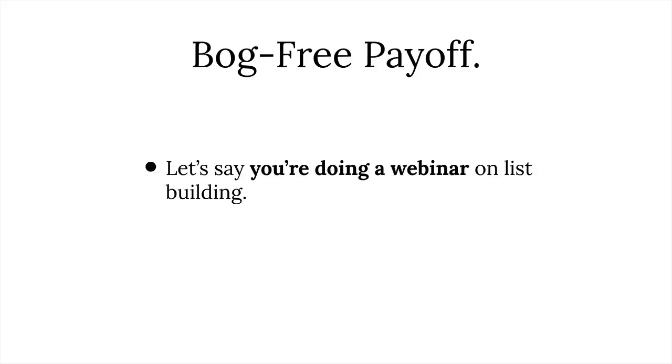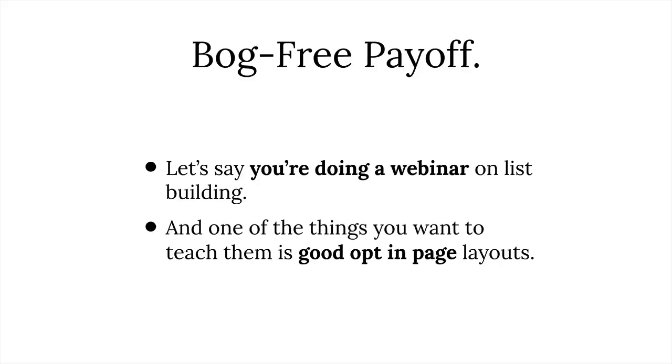So let me tell you what that means. I'll give you an example. It's the best way to explain it. Let's say we're doing a webinar on list building, right? So you're teaching this webinar on how to build a list. And one of the things that people need is good opt-in page layouts. Like their opt-in pages need to be laid out a certain way. They need to look good and all of that kind of stuff, right? I mean, that's very, very basic stuff.